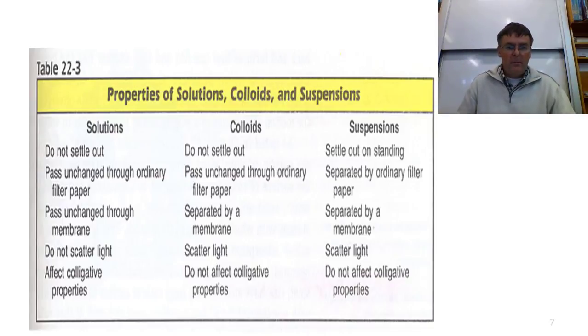Solutions will go through filter paper, colloids will, suspensions won't. That's why we can use filters to clean out water in places. A membrane, a cell membrane. So solutions go through that, colloids and suspensions won't. Scattering light. Your glass of sugar dissolved into the water, you'll see through it. You hold up the light and you can see through it. It's not scattering the light, whereas milk, it looks white. The light is being scattered everywhere. Muddy water has that brown colour. It's scattering the light. And then we get this thing called colligative properties.